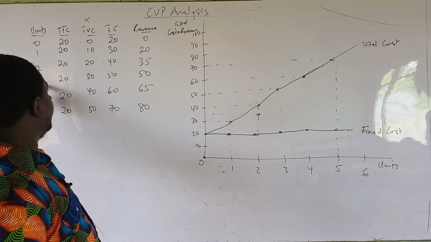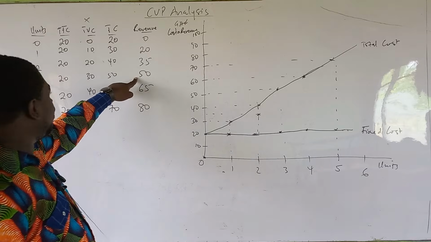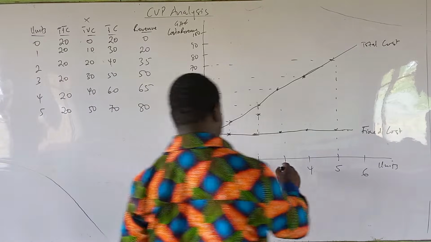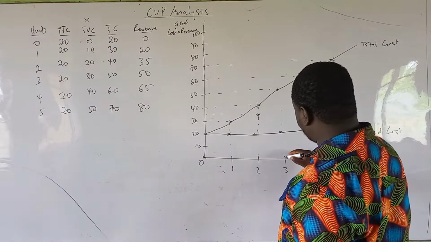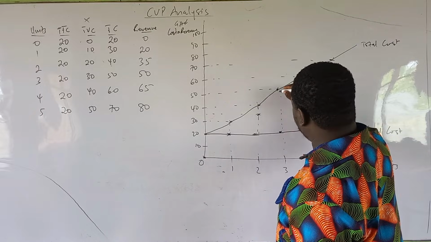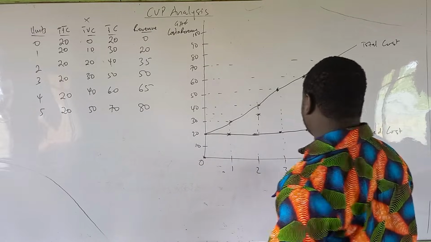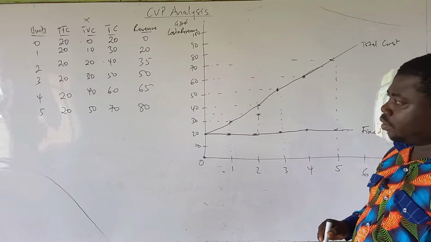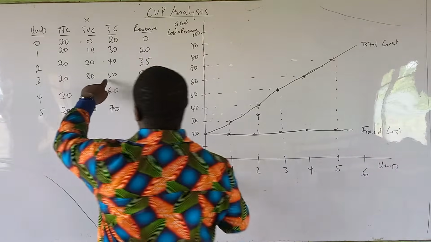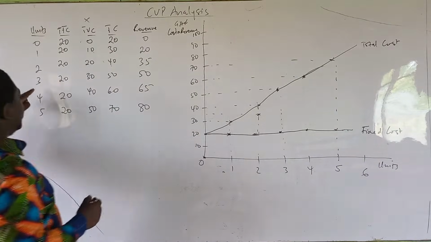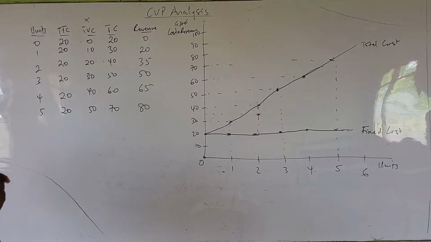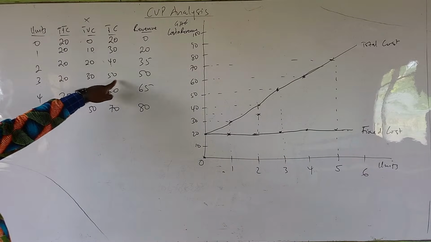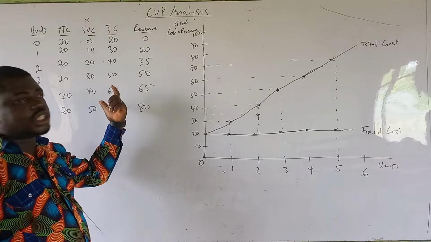And then when we are producing 3 units, we are getting revenue of 50. So 3 units, we can trace 3 up to 50. And it's the same point here that we plotted, because it means that the cost and the revenue at 3 units is the same. So at 3 units, total cost is 50, total revenue is 50, no profit, no loss.